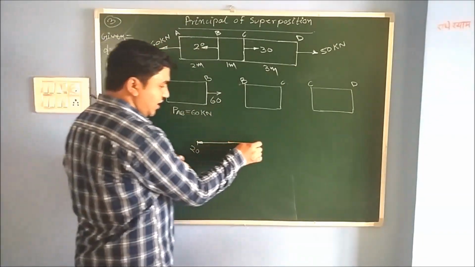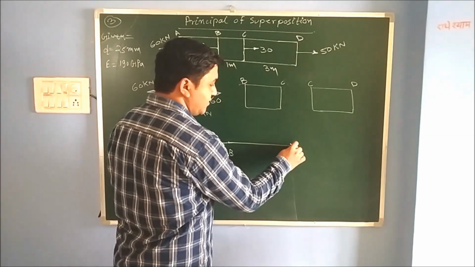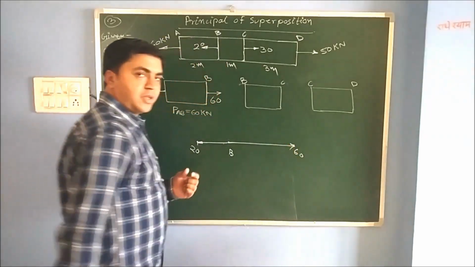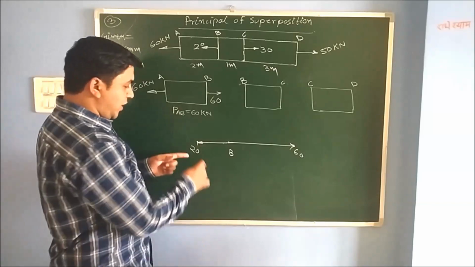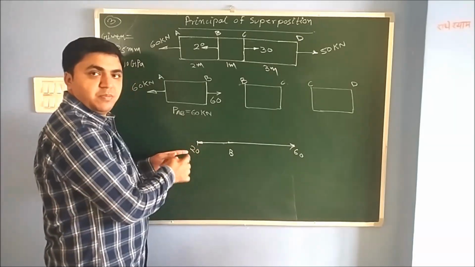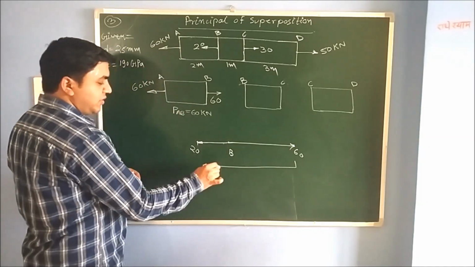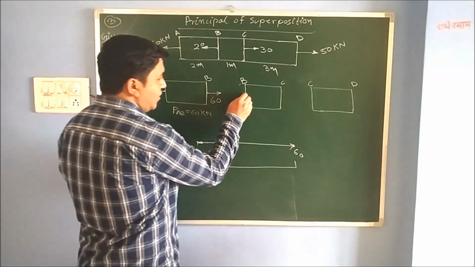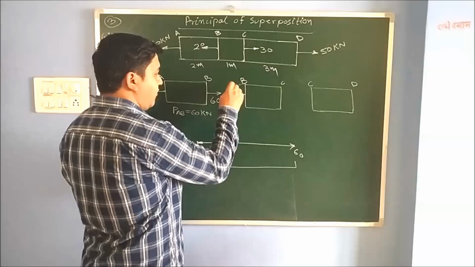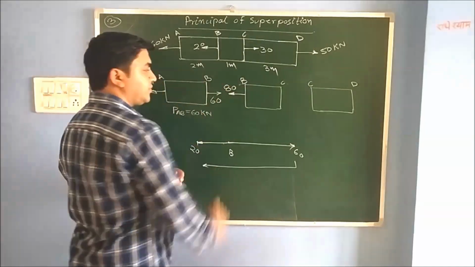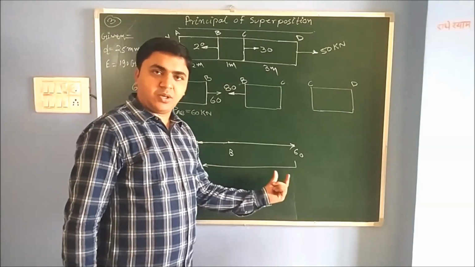मींस व्हाट, आपने क्या कर दिया? 60 यहाँ पे अप्लाई कर दिया. तो अगर आपको B पे 20 अप्लाई करना है, वापस इस पोजीशन पे आना है अगर आपको, तो यहाँ से लेके यहाँ तक कितना वापस आना पड़ेगा आपको? 80. So what I'll do? I'll apply the 80 force in this direction. Hope so this concept was clear to you.